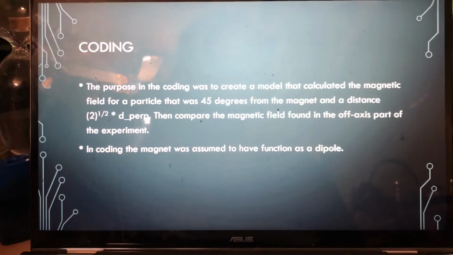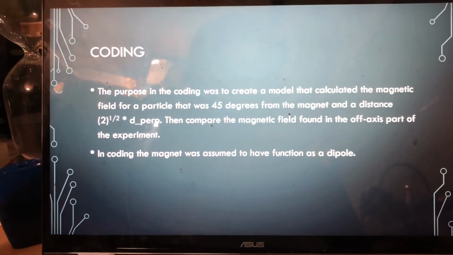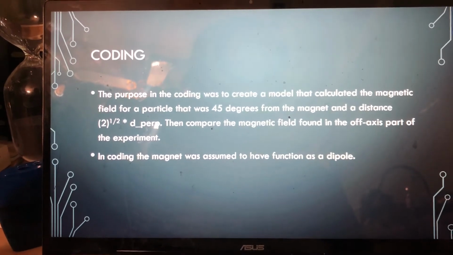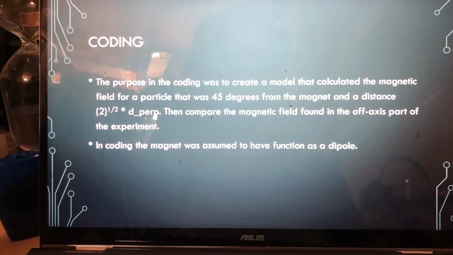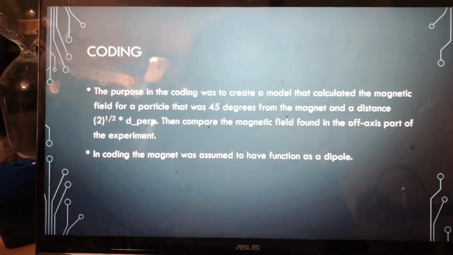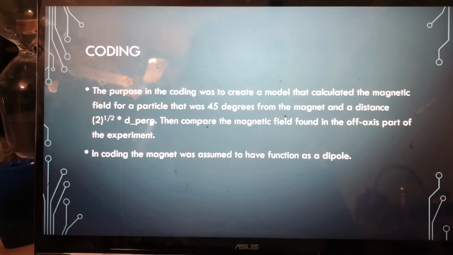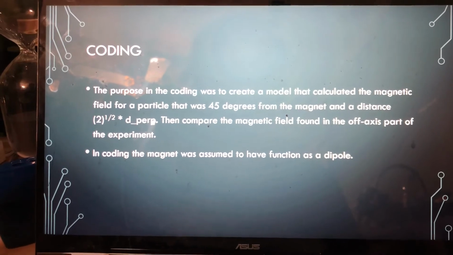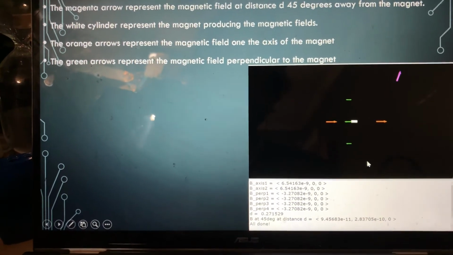So during the coding, the purpose of the code was to create a model that calculated the magnetic field for a particle that was 45 degrees from the magnet and a distance square root of 2 times d perp, then compare it to the magnetic field found in the off-axis part of the experiment. In coding, the magnet was assumed to function as a dipole. And so this is the coding.